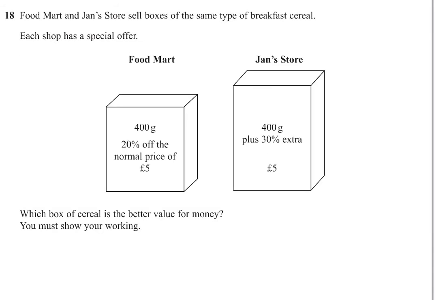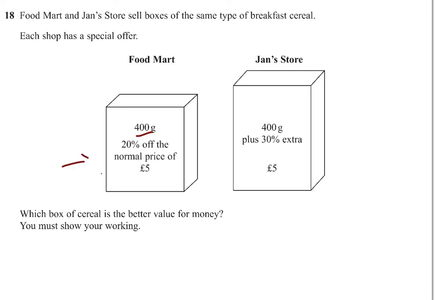Okay, Food Mart and Jan's store sell boxes of the same type of breakfast cereal. Each shop has a special offer. So at the Food Mart, you can get 20% off £5 for 400 grams, and at Jan's you can get 400 grams plus 30% extra for £5. So which box of cereal is the better value for money?